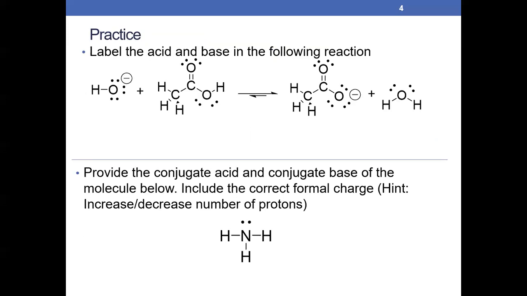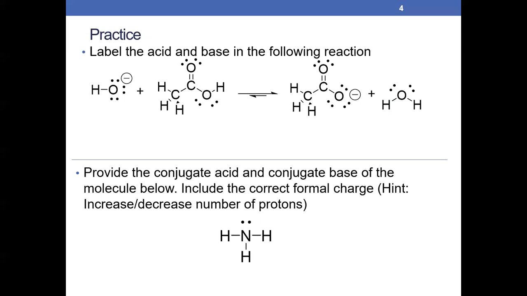So let's go ahead and practice. Label the acid and base, and label the conjugate acid and conjugate base for this reaction. Then for the bottom, we have ammonia, so draw the conjugate acid and conjugate base for ammonia. Especially for this structure down here, make sure we're identifying the correct formal charge on our nitrogen atom. I'll give you about 2-3 minutes. Talk about this with your table. Label the pieces for your top reaction and then draw the conjugate acid and conjugate base of ammonia on the bottom.